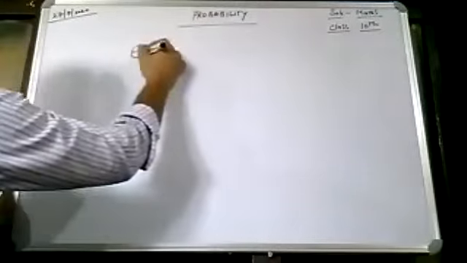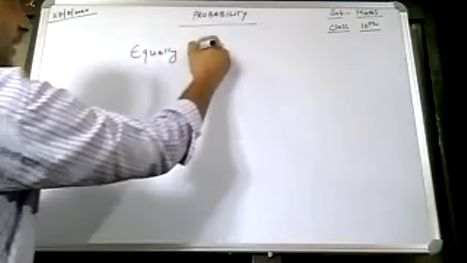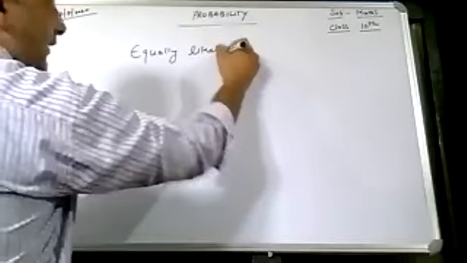Question one. Which of the following experiments have equally likely outcomes? Explain. First part. Wait. First मैं बता दूं आपको equally likely events.